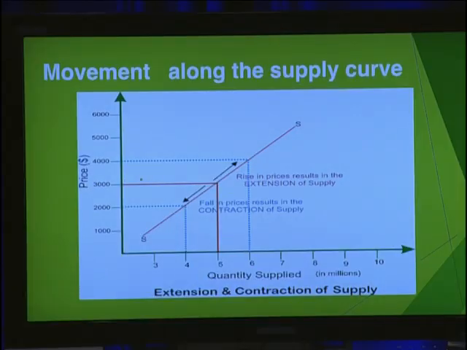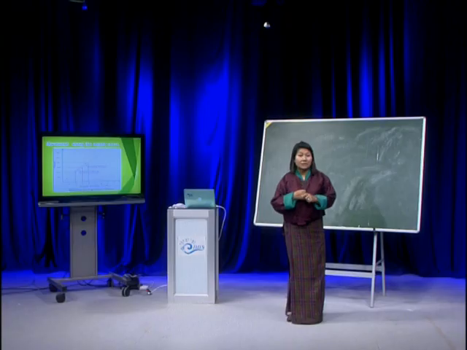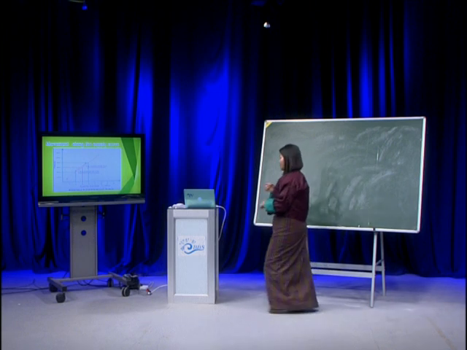One of the best ways that you can remember this is, imagine yourselves as producers here. When will you supply more? When the price increases, $3,000 to $4,000. When will you supply less? When the price decreases from $3,000 to $2,000. All right, let's move on with the next slide.